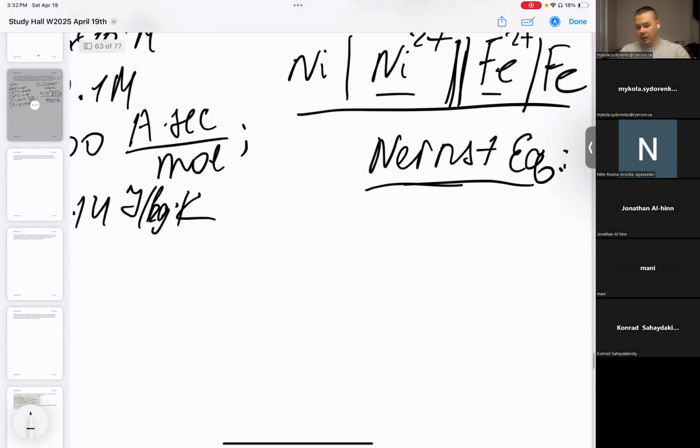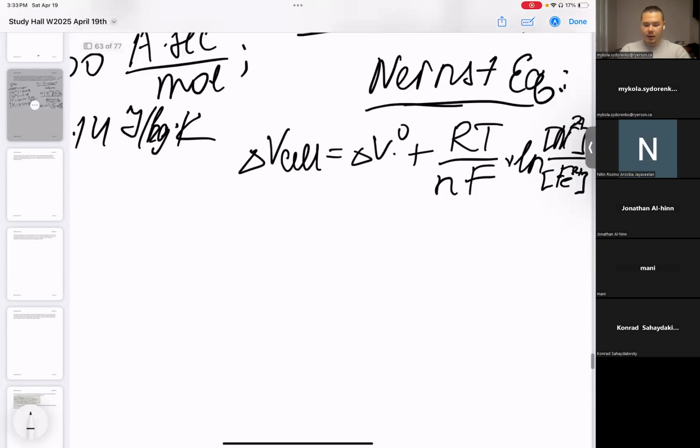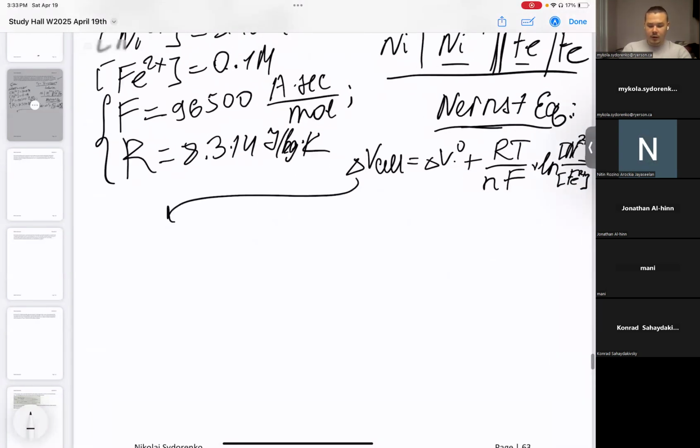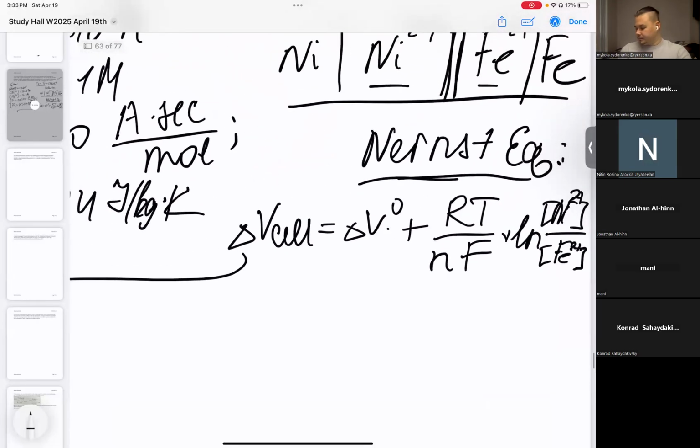Nernst equation is delta V cell is equal to delta V naught plus RT over nF multiplied by the natural logarithm of the ratio of your nickel concentration divided by your iron concentration. Anyway, that's the Nernst equation, okay?